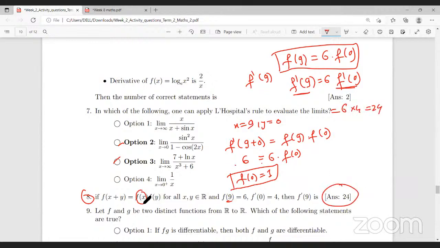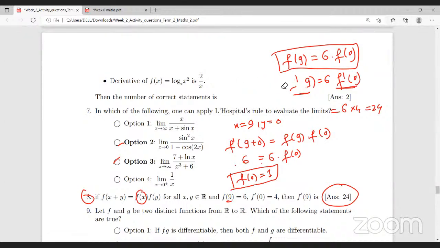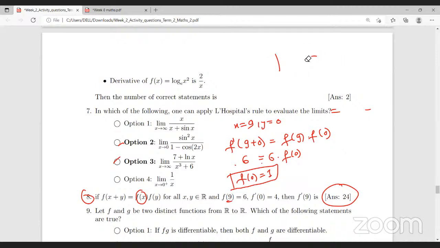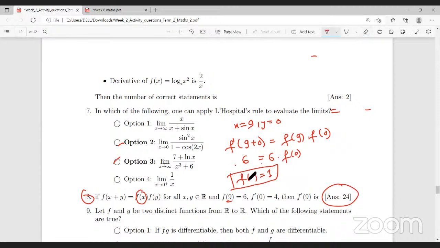No need to apply the product rule; simply we can do it, right? No need to find f of 0. We can simply substitute 6 into f of 0 for f of 9, and the constant will come out. Even if you apply the chain product rule, you will still get the same value, 24. You can try it out.